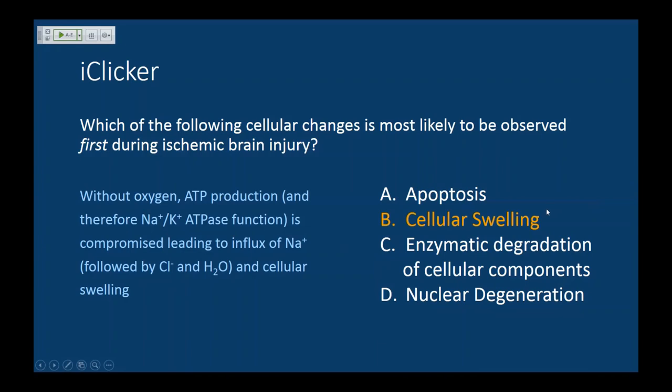Okay, and there's the explanation I just gave. As far as the other answer choices go, apoptosis, it's probably a word you recognize, something you need to know. It's an energy-dependent process, and it's actually not the main mechanism of cell injury in ischemia. Enzymatic degradation of cellular components comes later after the lysosomal membranes rupture, and nuclear degeneration also comes later. Again, that's kind of stuff you're not expected to know unless you're prompted by the passage.